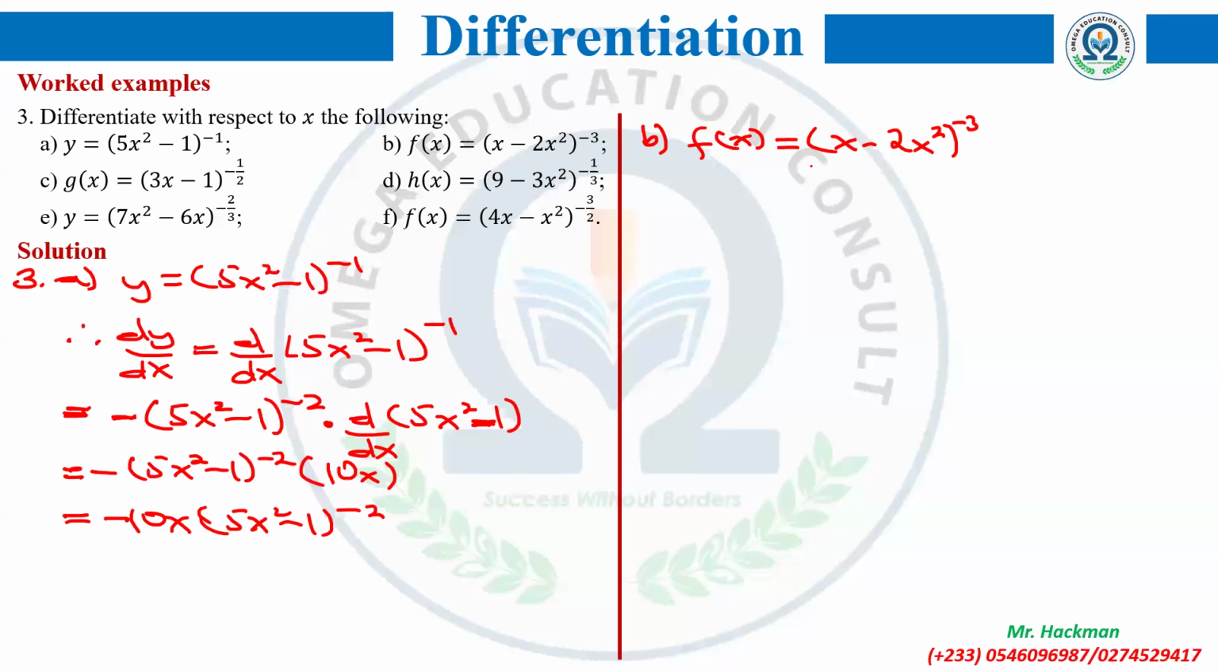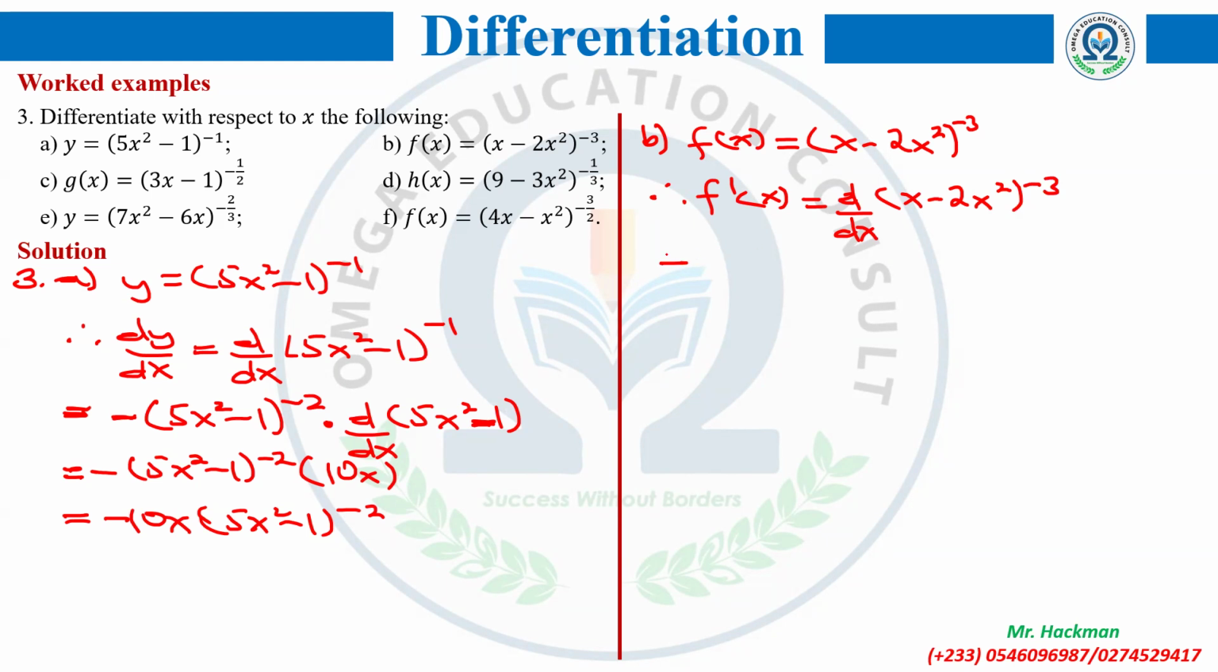What's our operator? We determined the operator from the beginning. Your operator is not f prime of x. It is d/dx. So we are finding d/dx of f of x, which will give us f prime of x. So remember, please, let's all talk. Then you come and take d/dx of the side: d/dx of x minus 2x squared, the whole of that to the power minus 3.